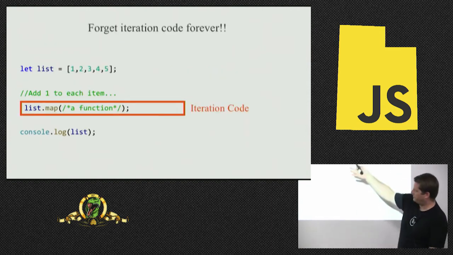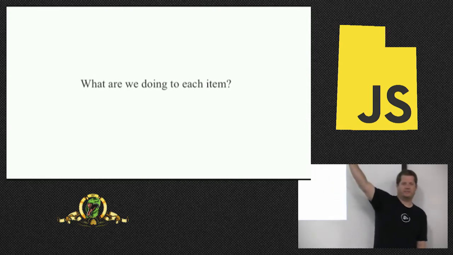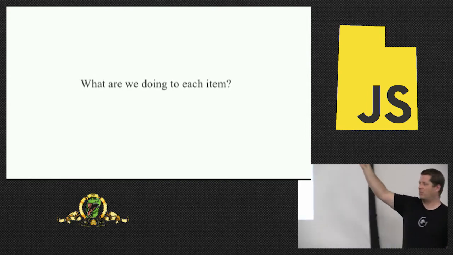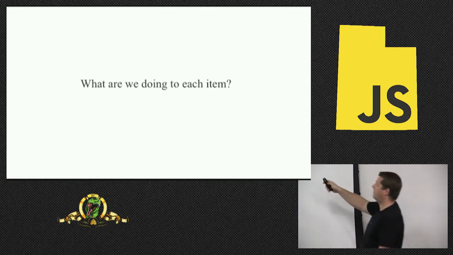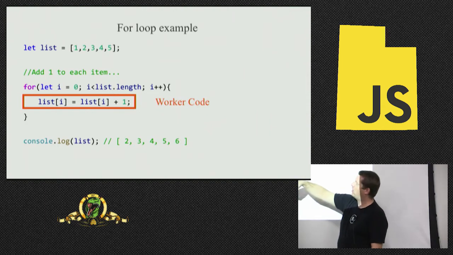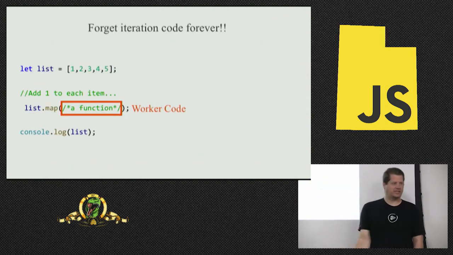So there's your iteration code, now it's list.map. But what are we doing? What were we doing to each item? This was a simple example. What were we doing? Adding one. Great crowd. Good job. Okay. Right, so we're adding one to everything. So I now need to pass a function into list.map.